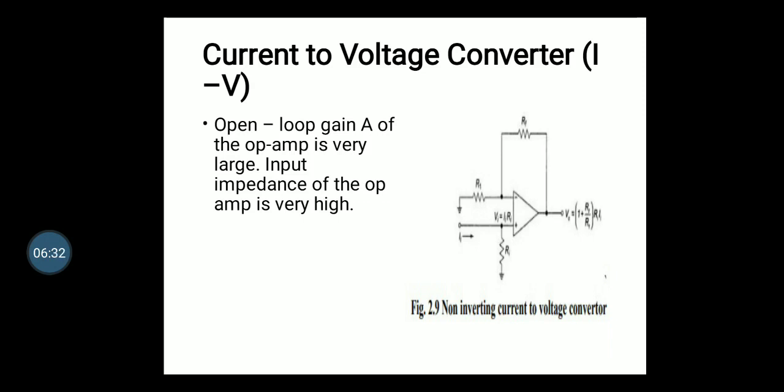The current to voltage converter, I to V, is a special case of the inverting amplifier in which an input current is converted into a proportional output voltage. Here the open loop gain A of the op-amp is very large and its input impedance is very high. Now let us look into this diagram. One of the most common uses of the current to voltage converter is in digital to analog circuits, photocells, photodiodes and photovoltaic cells, which give an output current that is proportional to the incident radiant energy or light.